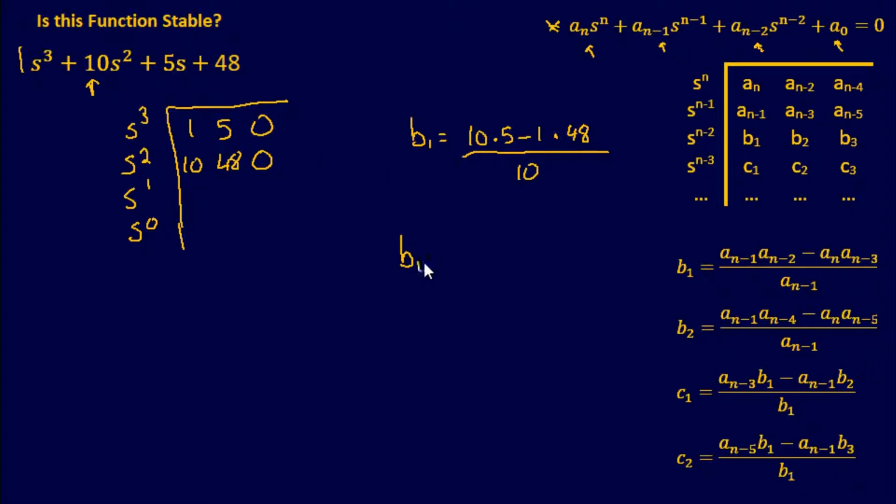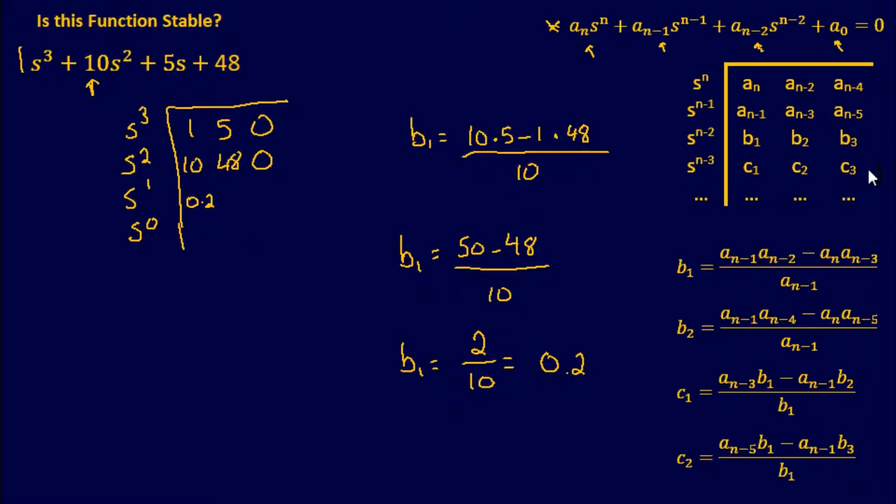So if I bring this down here, it's going to look something like this. 50. 10 times 5 is 50. Minus 1 times 48, which is 48 over 10. So simplifying that down one more time, it's going to be 2 over 10, which is going to give us a simplified answer of 0.2. So right there, it's 0.2.